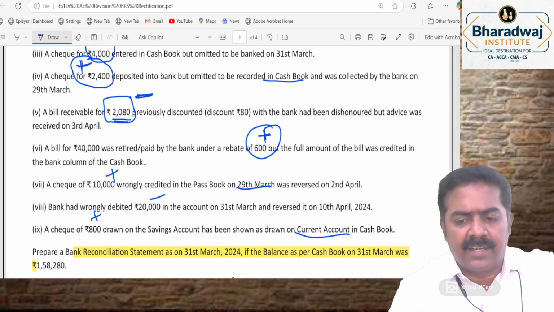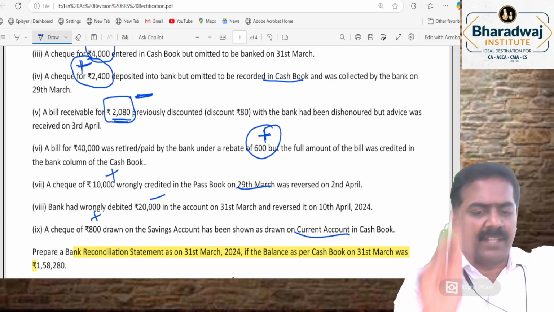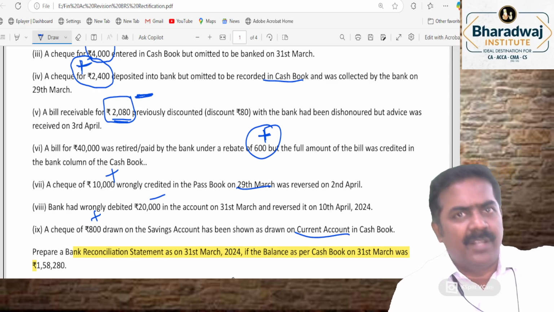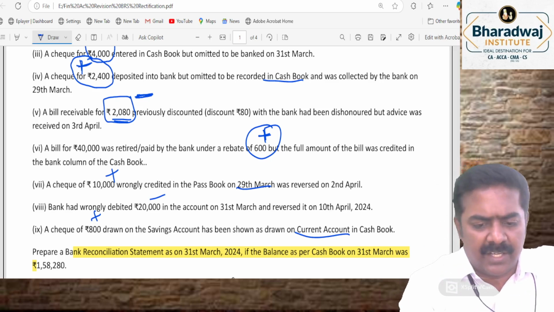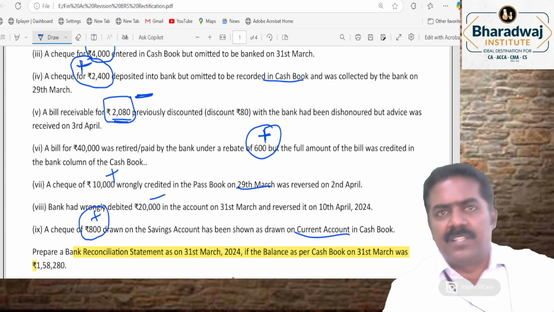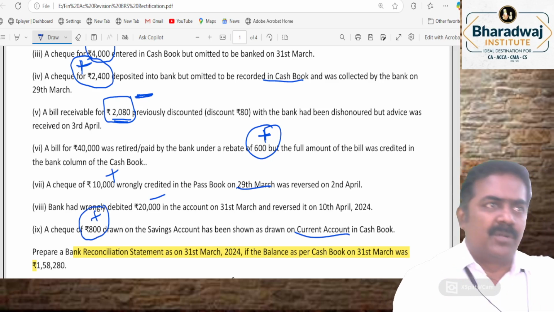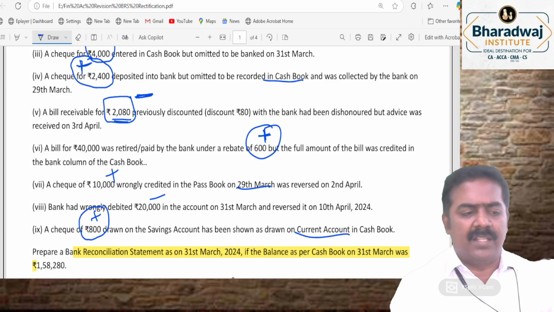Check wrongly credited in passbook. We have added in passbook. Let us add it. Check wrongly debited in passbook. They have reduced. Let us also reduce it. Check 800 drawn in your savings account. Bank would have reduced only from your savings account, but we have wrongly reduced from current account. Let us add back. Adjust all these things.